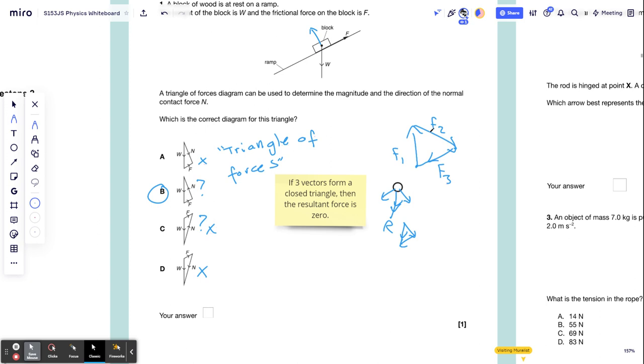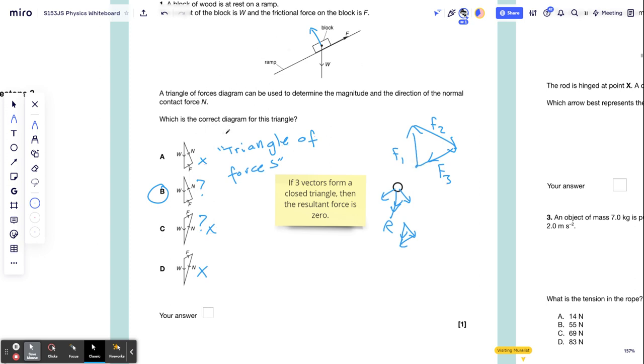And notice that the arrows, because you have to stick them end to end, if it's a closed triangle, you're going to end up essentially going clockwise or sometimes anti-clockwise. The beginning of F2 started at the end of F1. The beginning of F3 started at the end of F2, and then it comes back to the beginning just because the resultant force happens to be zero.